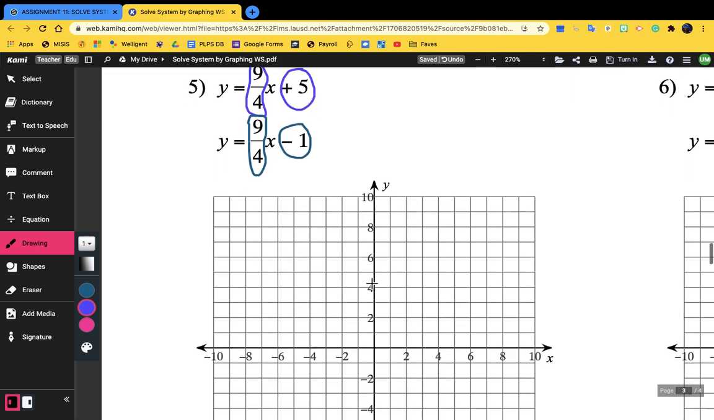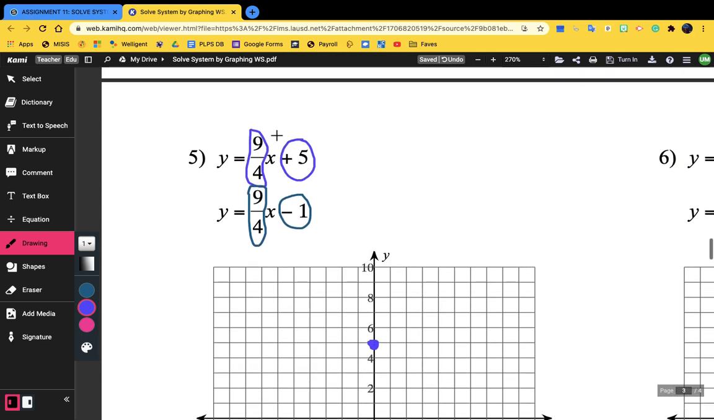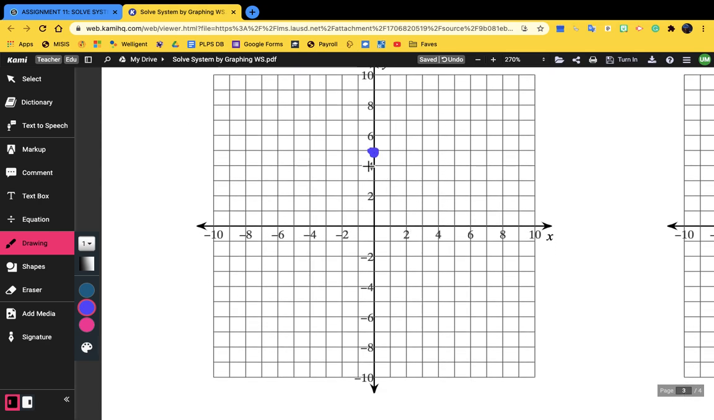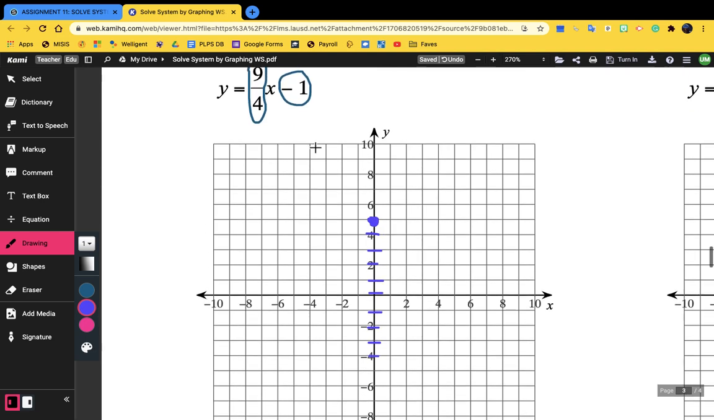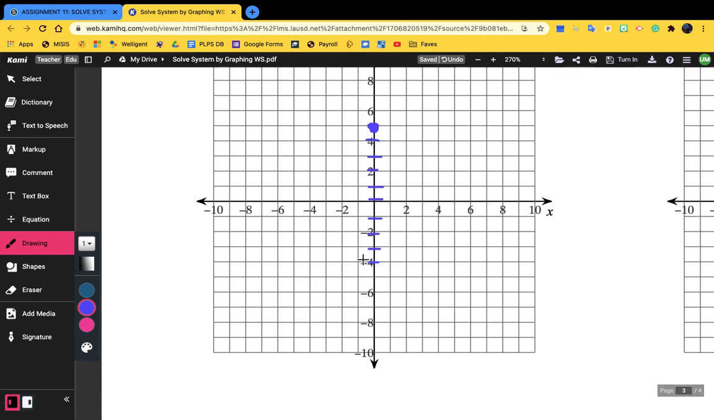So let's go with purple here for the first equation, 5. So let's see, positive 5 is right there. So this says I need to go up 9 and over 4, but I cannot go up 9. So I'm going to go the opposite, down 9. Right? 1, 2, 3, 4, 5, 6, 7, 8, 9. And then to the right 4, but I did the opposite, so I'm going to go to the left 4. 1, 2, 3, and 4. And there's my second purple point.